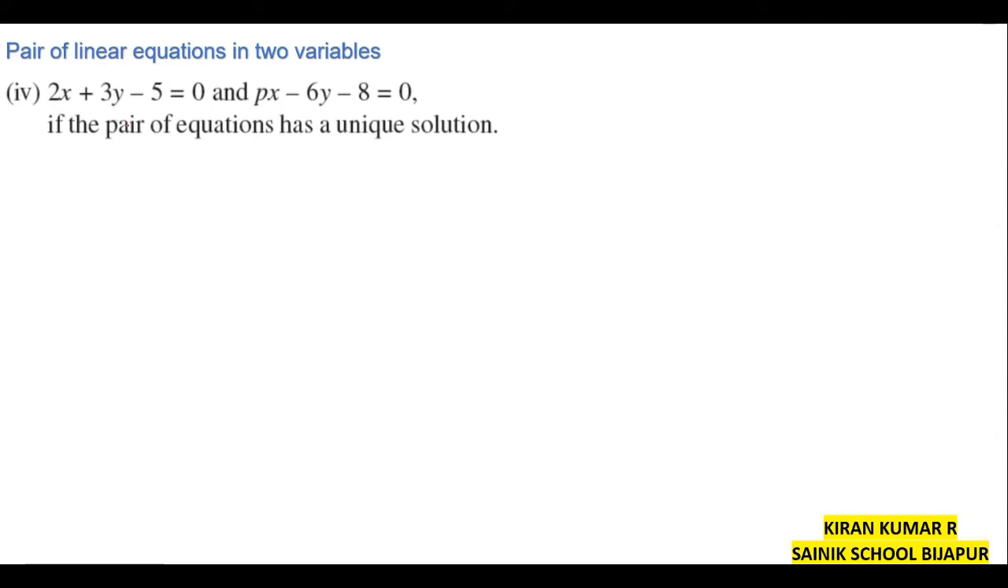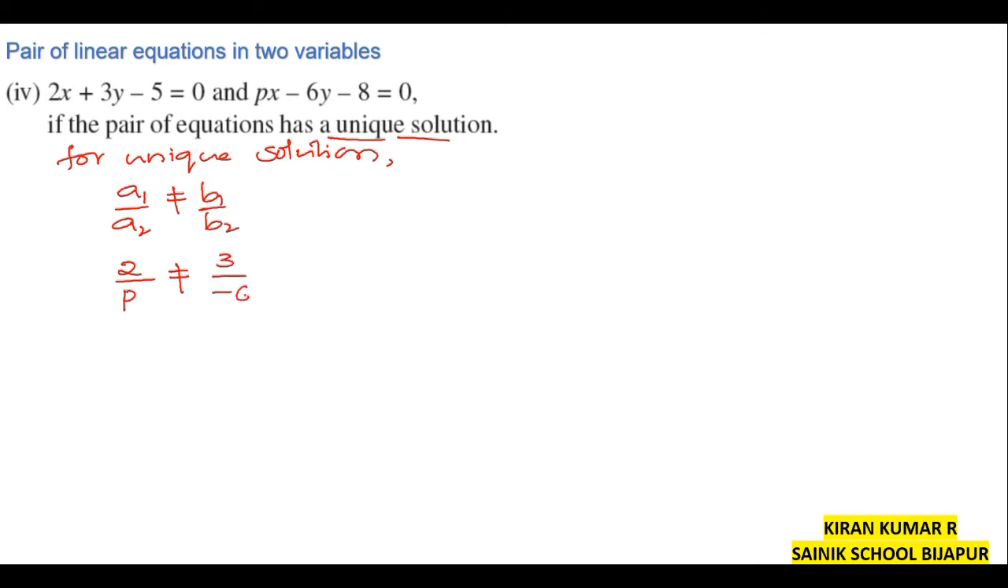Look at the fourth question. The two equations are having a unique solution. Whenever the equation is having a unique solution, it means that we have a1 by a2 not equal to b1 by b2. For unique solution, again the condition is a1 upon a2 not equal to b1 upon b2. Here a1 by a2 is 2 by p not equal to b1 by b2 is 3 upon minus 6.